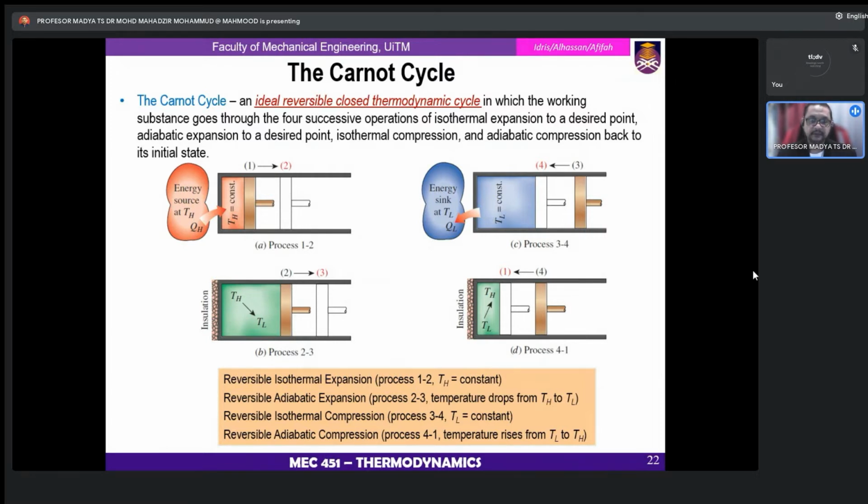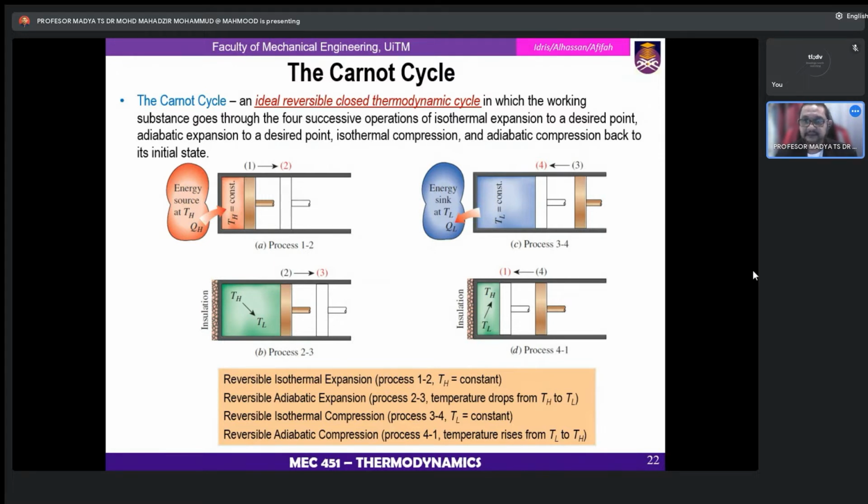B is process 2 to 3. That means it is a reversible adiabatic expansion, where the temperature at these conditions drops from high temperature to low temperature. When I say it is an adiabatic expansion, the assumption that we have to make is that this system is an isolated system.